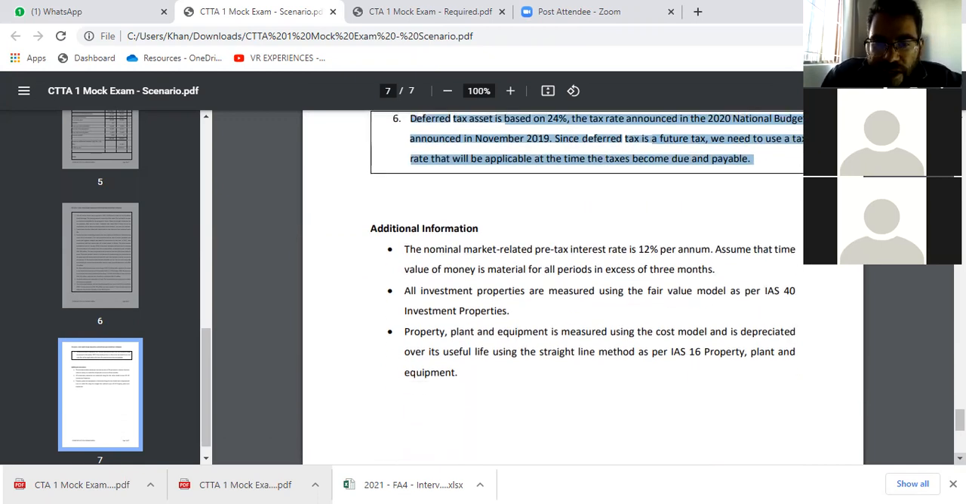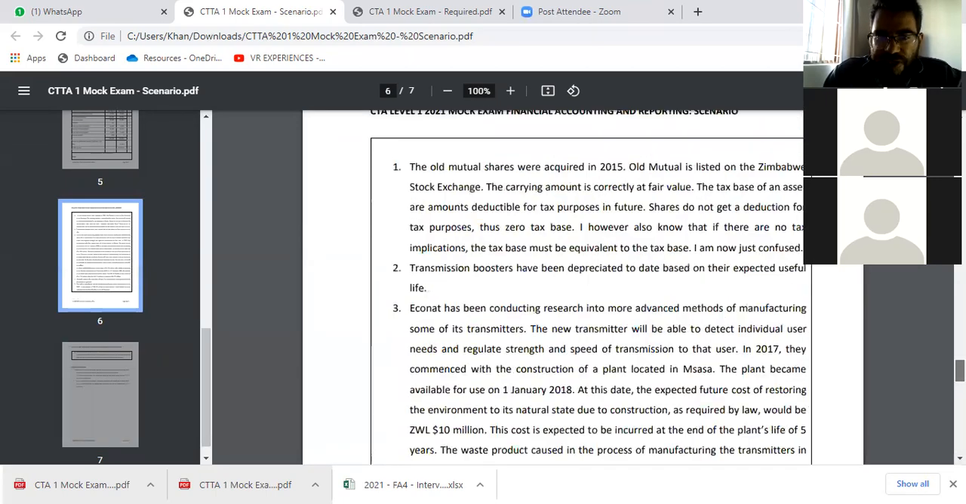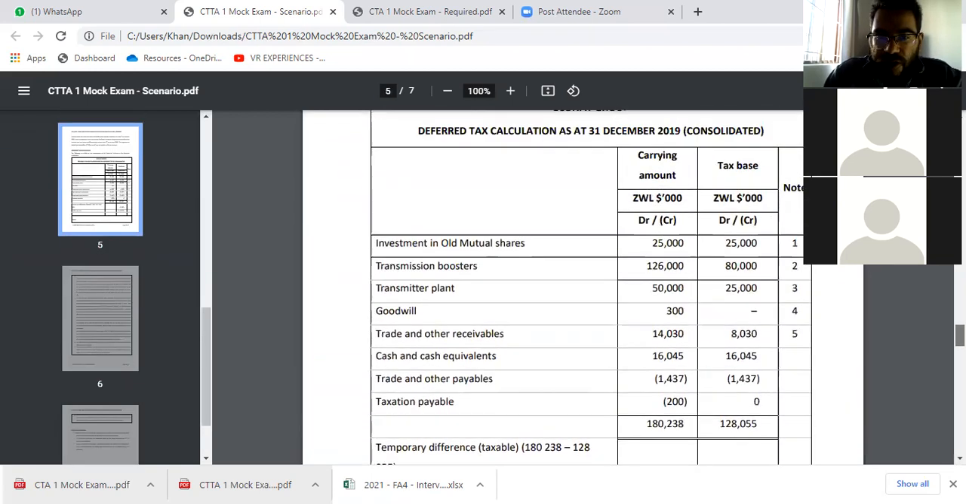The nominal market-related pre-tax rate is 12%. Okay, assume that the time element is material for all periods in excess of 3 months. All investment properties are measured in IAS 40 PPE using the cost model, or the straight line method. Okay, so let's deal with this calculation. Do you have any question before we do the calculation?